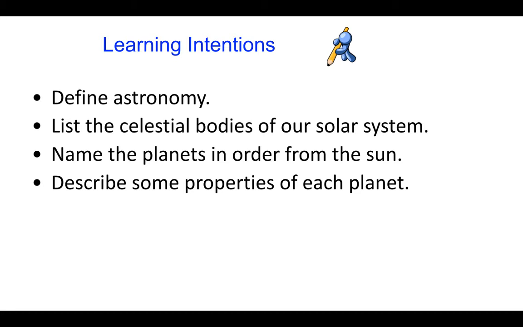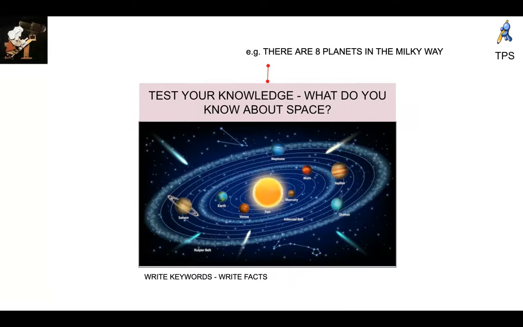Okay, so astronomy, what is it? Okay, what is a celestial body as well? You need to be able to define that. You need to be able to explain all of the planets. Rather, you need to talk about the order of the planets from the sun, and just talk about a few properties of each of those planets.